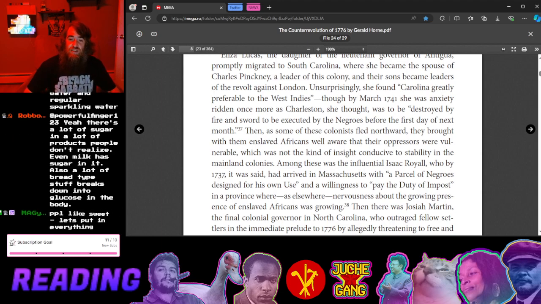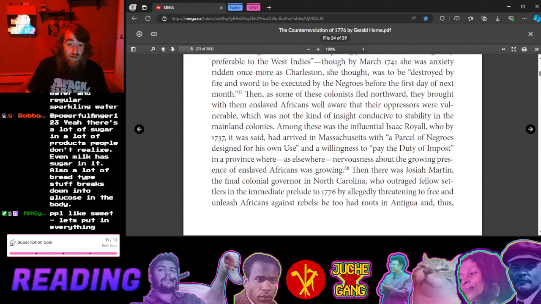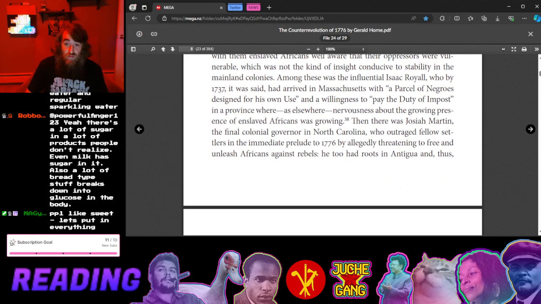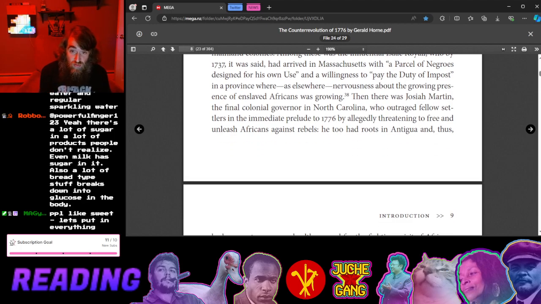Then, as some of these colonists fled northward, they brought with them enslaved Africans, well aware that their oppressors were vulnerable, which was not the kind of insight conducive to stability in the mainland colonies. Among these was the influential Isaac Royal, who, by 1737, it was said, had arrived in Massachusetts with a parcel of Negroes designed for his own use, and a willingness to pay the duty of impost, in a province where, as elsewhere, nervousness about the growing presence of enslaved Africans was growing.